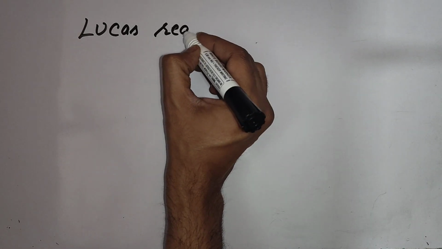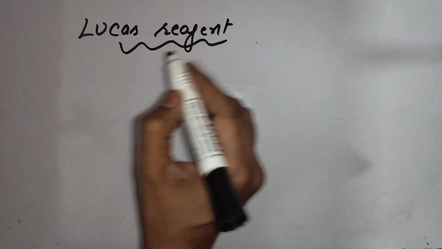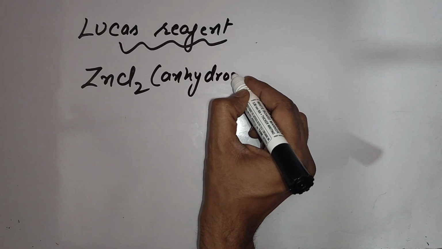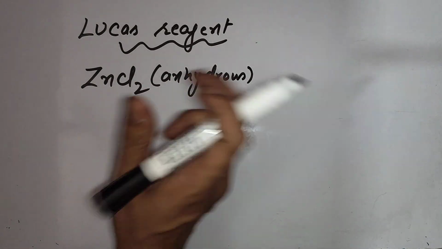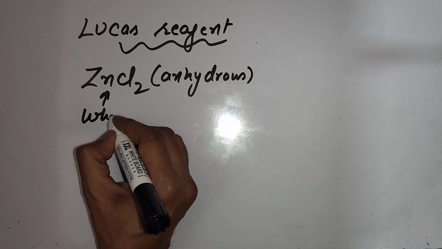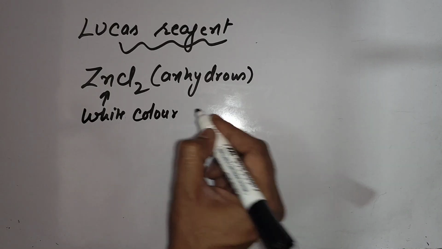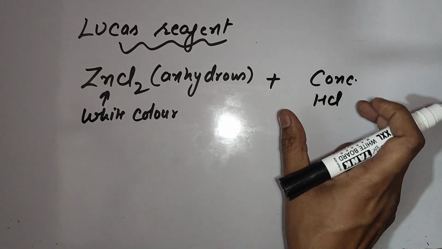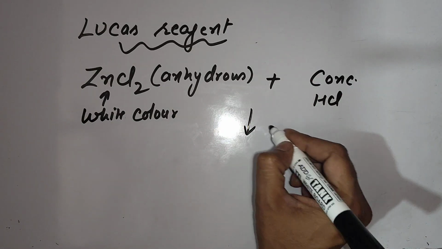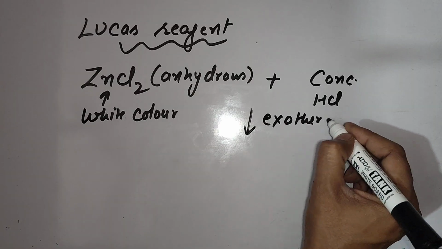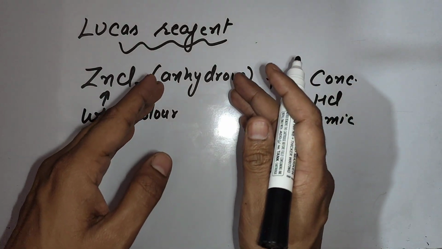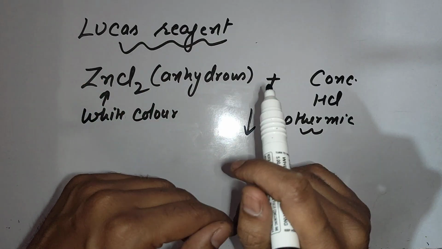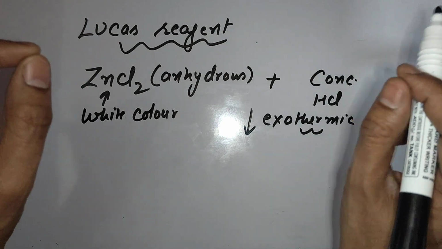This Lucas reagent is prepared by dissolving anhydrous zinc chloride, means which doesn't contain water of crystallization. It's a white color powder, which will be dissolved in concentrated HCl, slowly, hydrochloric acid. It's a highly exothermic reaction. When you mix them, a lot of heat energy will generate, which can make vapors of HCl, which are dangerous for us. So it is very important to maintain low temperature.